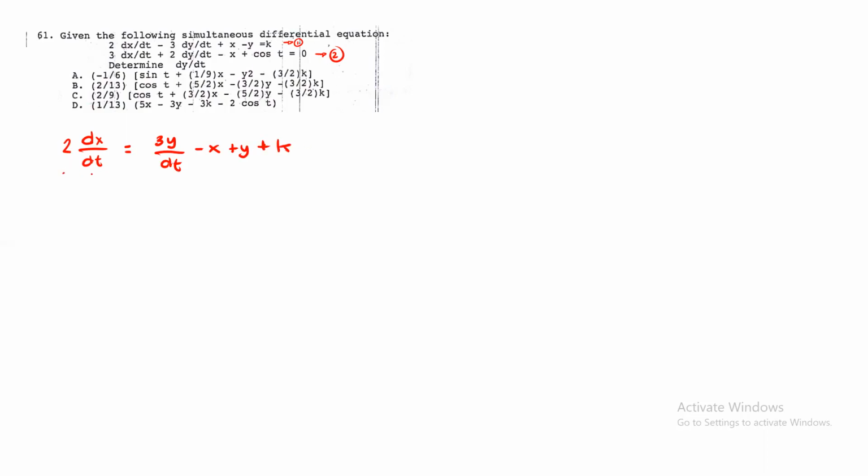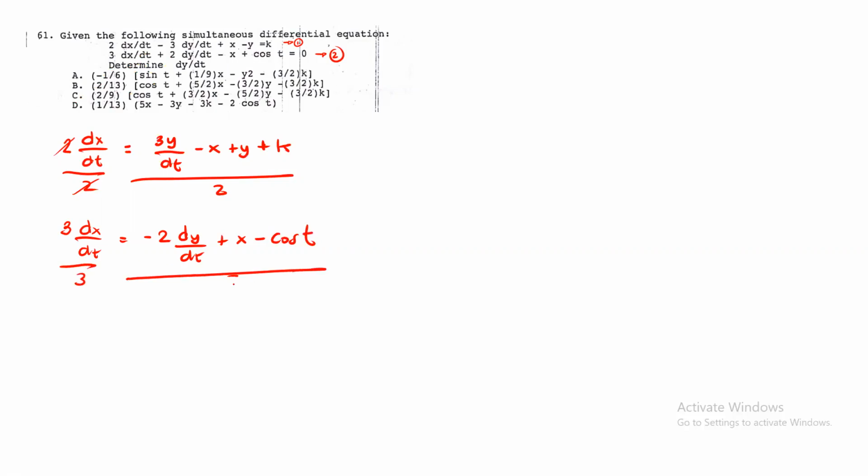So i-divide natin both sides by 2. So ma-cancel. Then pinalabas natin si dx over dt. Then yung sa isang equation, sa equation number 2, palabasin rin natin si dx over dt. So 3 dx over dt is equals to negative 2 dy over dt plus x minus cosine ng t. So i-divide natin both sides by 3. So yan na, napalabas na natin si dx over dt.